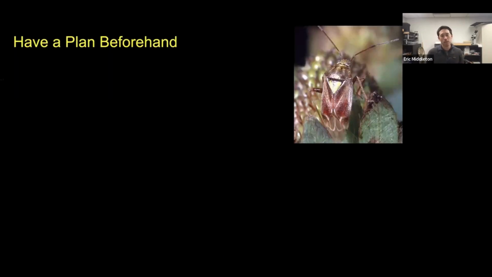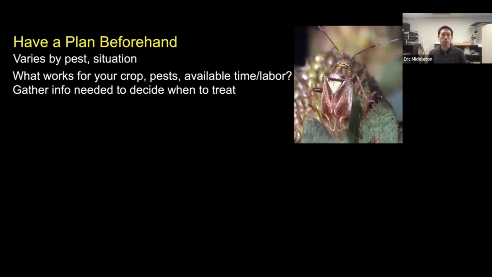So for the scouting basics, what do we mean by having a plan beforehand? It varies a lot by pest and it varies a lot by situation, but you really need to keep in mind what works for your crop, for the pest that you're potentially going to be encountering, and also what works with your available time and labor. And the point of all this is that you need to be able to gather the information that you need to decide when to actually treat or when to take control measures.